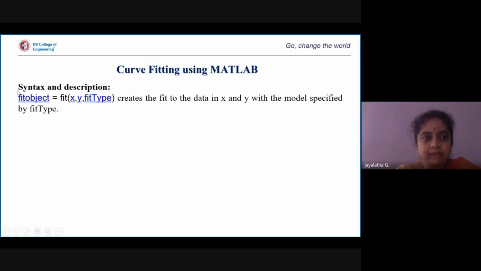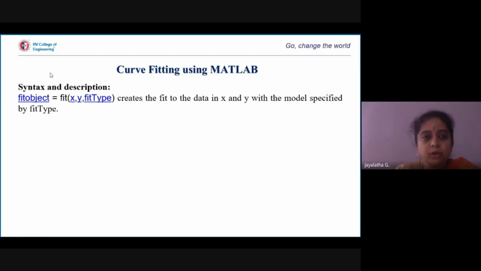You can give any name here, and the actual syntax is fit x comma y, and you need to specify the fit type. What type of curve you need: whether it is a linear curve, that is a straight line, or a second degree polynomial, which is a parabola, or an exponential curve in the form a e power bx, or a power curve in the general form ax power b. All these are specified by fit type.